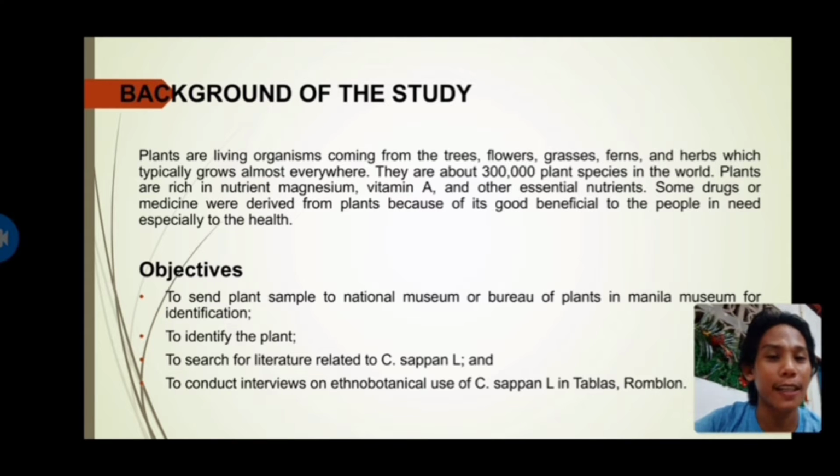For our objectives, we are going to send the plant sample to the National Museum or Bureau of Plants in Manila Museum for identification. We also aim to search for literature related to Caesalpinia Sappan, and of course, we are going to conduct interviews on the ethnobotanical use of Caesalpinia Sappan in Tablas, Romblon.